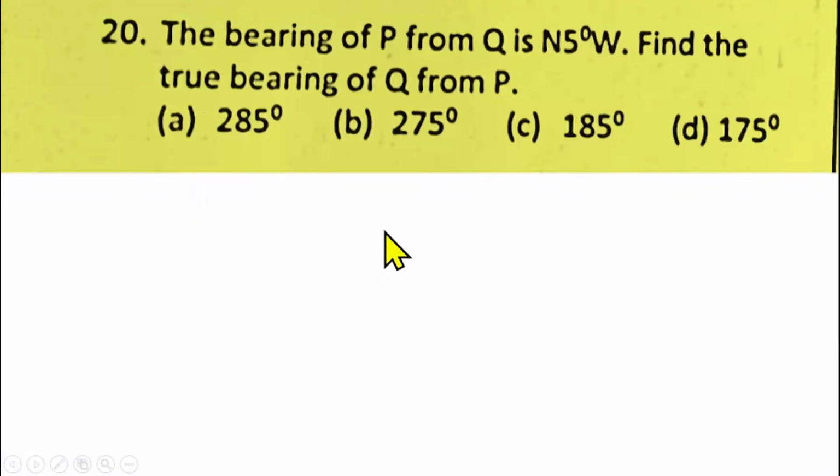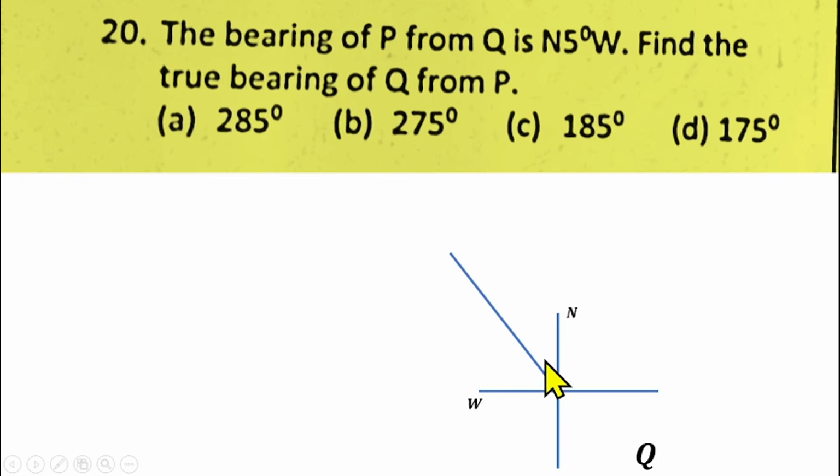Question number 20 is from bearing. The bearing of P from Q is 5 degrees northwest. We have to find the true bearing of Q from P. First of all, draw the cardinal points, and this will represent point Q. So the bearing of P from Q. Locate point Q with the cardinal points, and this is the north and this is the west. The angle P makes from Q is 5 degrees northwest. So I will draw a straight line here from the north towards the west.